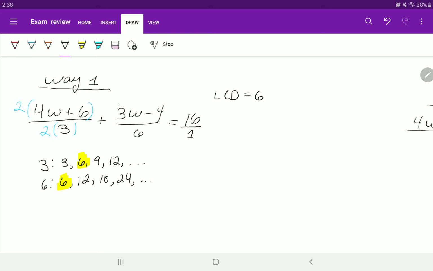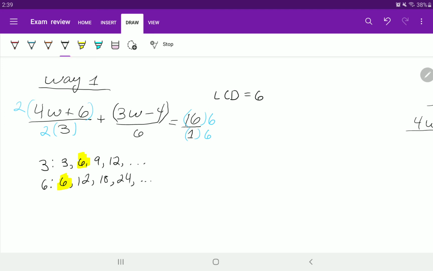But I'm going to put parentheses around the top, and I want you to do that. The reason is, what if this addition sign was subtraction? That would make a big difference. But in this case, it's just addition. And last but not least, 1 times what value gives us 6? 1 times 6 is 6. So we're going to multiply the denominator by 6. What you do to the bottom, you do to the top.